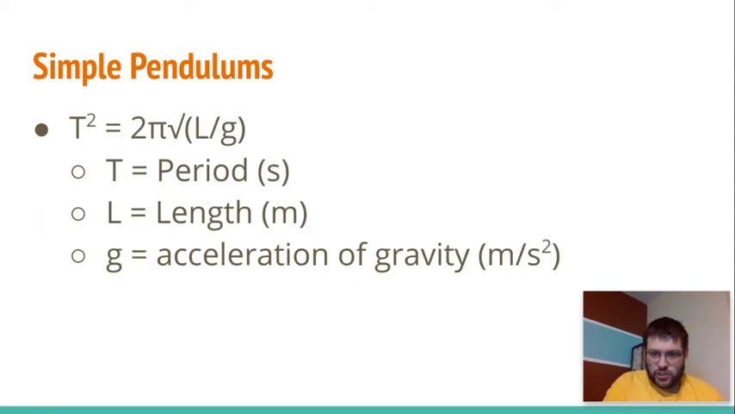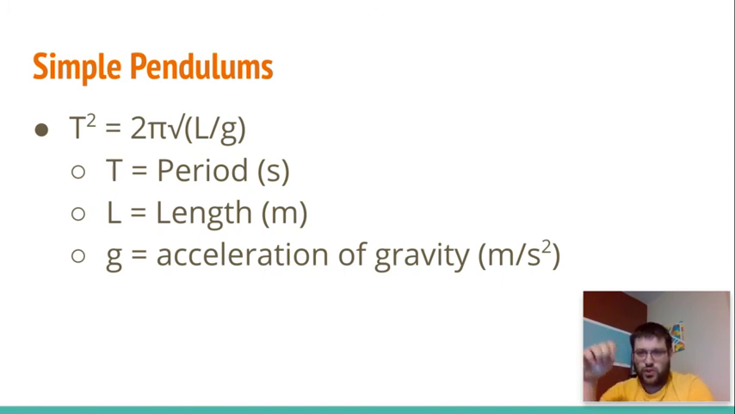Here is the equation for the period of a simple pendulum. I will give this to you if you need it, if we ever see each other in person again. T equals 2 pi times the square root of L over g. So both of those terms, L divided by g, are inside that square root. So if you're solving for L or g, you do have to do the square root.